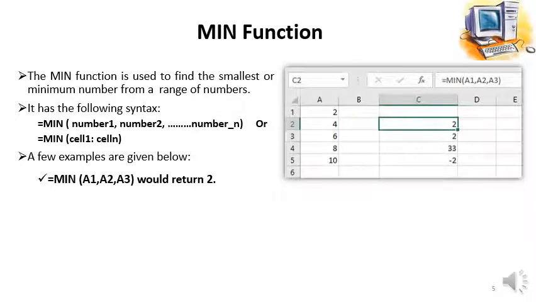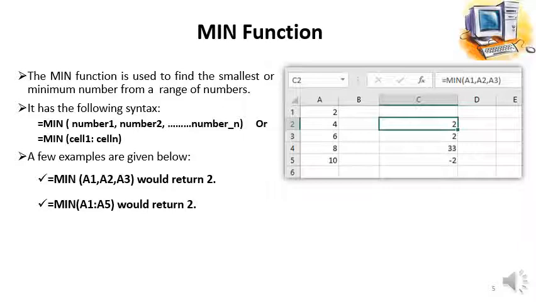You have to write the MIN keyword for a minimum function, and inside the parentheses mention the cells separated by commas. So in this case it is A1, A2 and A3. A1 contains 2, which is the smallest value or the minimum value out of these three values. So the result is 2. We can see it here in this image.